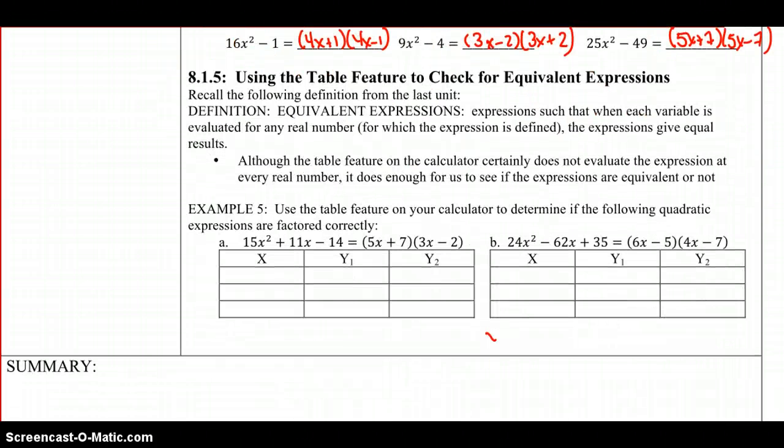Alright, so now in the online homework system, if you want to check if something's been factored correctly, you can just click your button to check answer. But we don't have that feature when we go to take an exam. So there's a way using the table feature to check that you really do have equivalent expressions. If we recall the definition from the last unit, equivalent expressions are expressions such that when each variable is evaluated for any real number for which the expression is defined, the expressions give equal results.